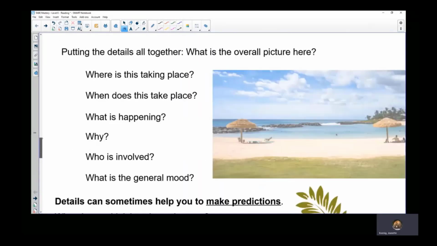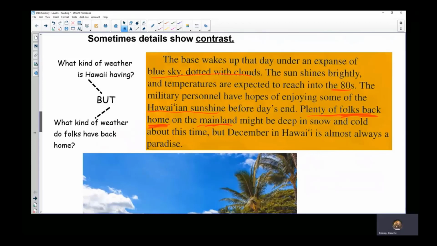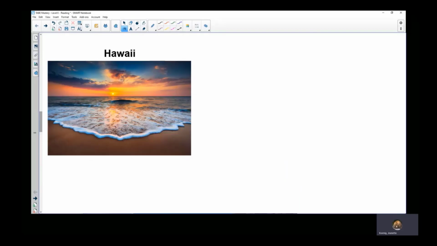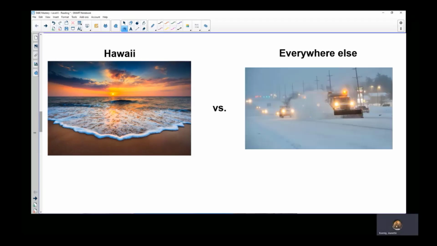So let's go back to our nice lovely details. We've got the weather in Hawaii. We've got the weather back home. What's it like for most people back home? Or at least plenty of them. Yeah, real cold. It's December. Winter. Snow, it's cold. So we're seeing a contrast in this paragraph. Over in Hawaii, lovely weather. You can go take off your shoes. Back home, they're shoveling snow.